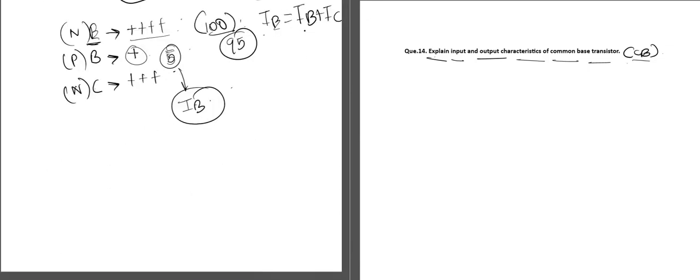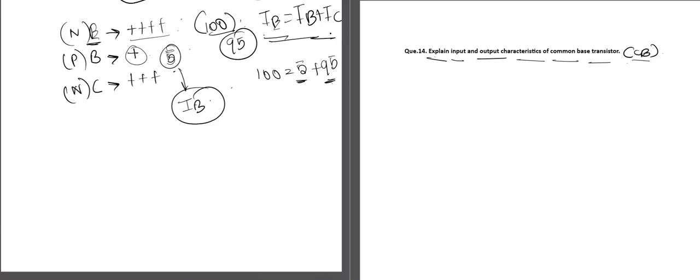Because of this base current, as we can see, if 100 electrons are moving, 5 are responsible for the base current and 95 are responsible for the collector current. So emitter current is equal to base current plus collector current. Okay. So now we are going to describe the input-output characteristics of the common base configuration.